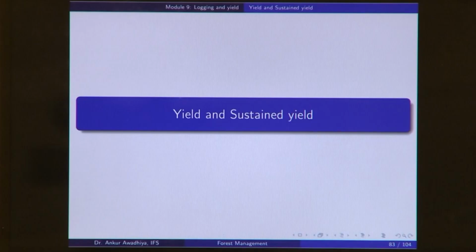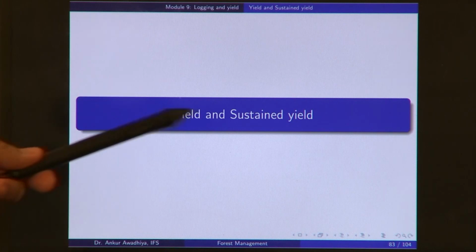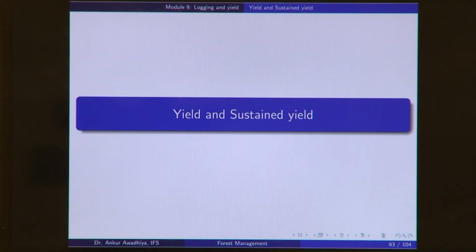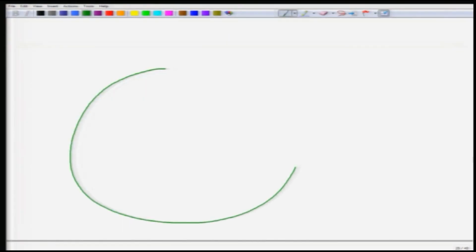Namaste. We move forward our discussion on logging and yield, and in today's lecture we will have a look at yield and sustained yield. Now, the basic question when we are doing classical silviculture is this: you have a piece of land and there are a number of trees on this piece of land.